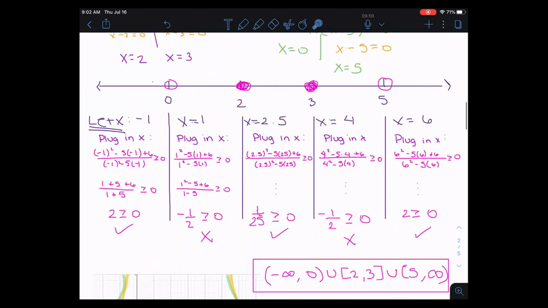Now let's test them. Anything before 0, we can pick -1. Anything in between 0 and 2, we can pick 1. Anything between 2 and 3, let's pick 0.5.